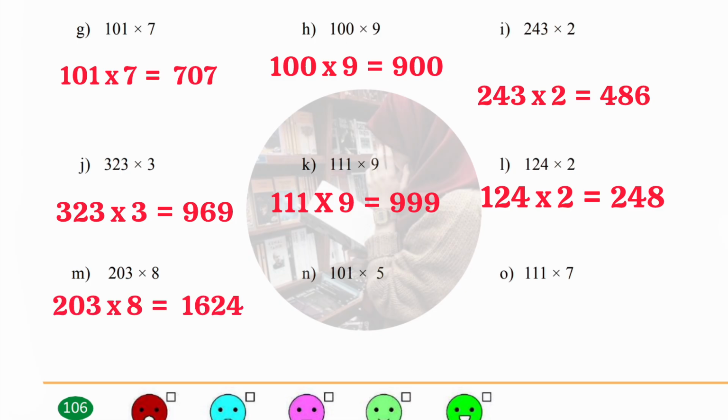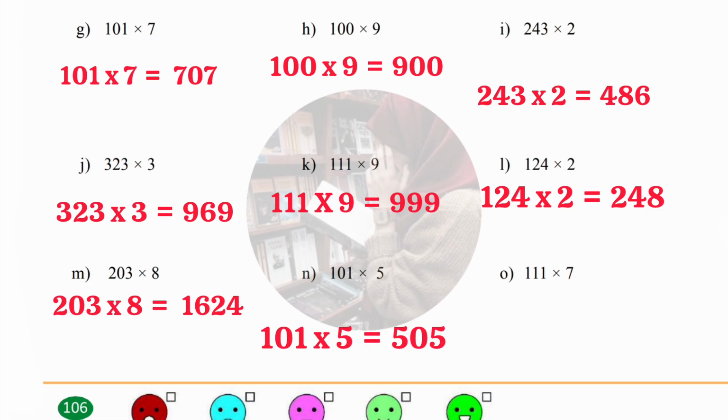Next one is 203 multiplied by 8. 8 3s 24. Write down 4, 2 carry forward. 8 0s 0, 2 is there, write down 2. Then 8 2s 16. Write down 16. So answer is 1624. Next, 101 multiplied by 5.